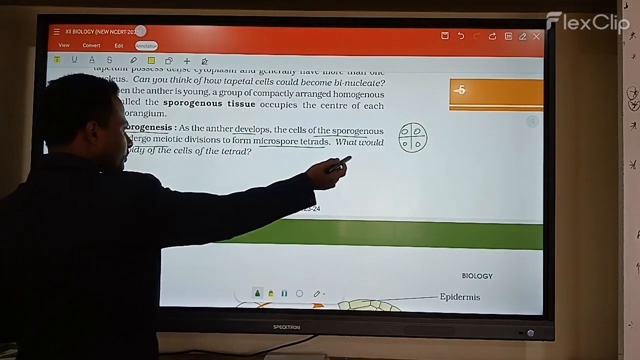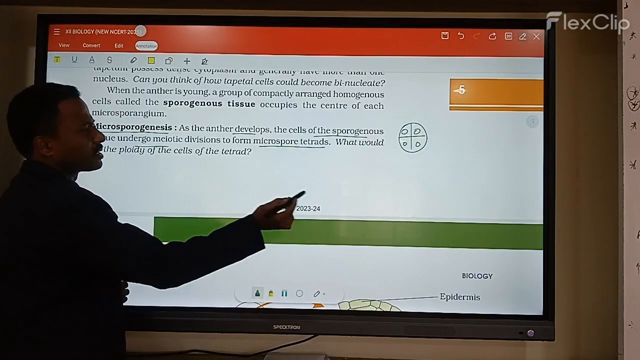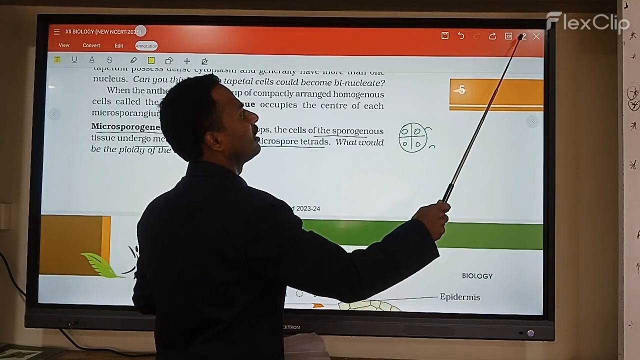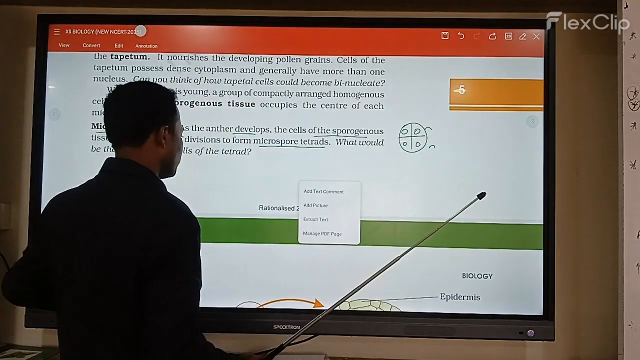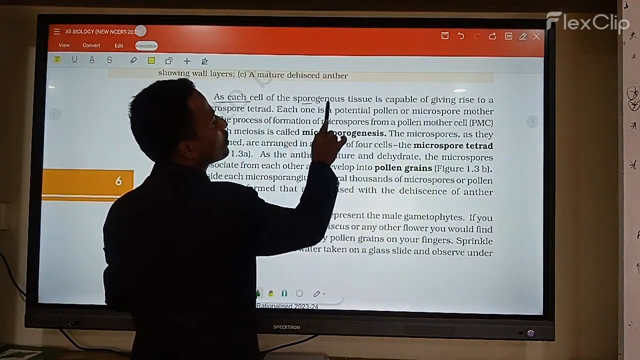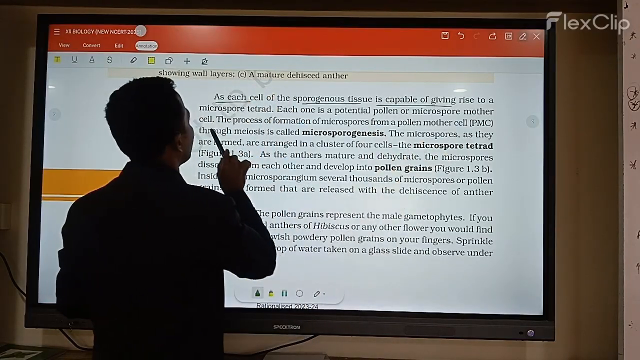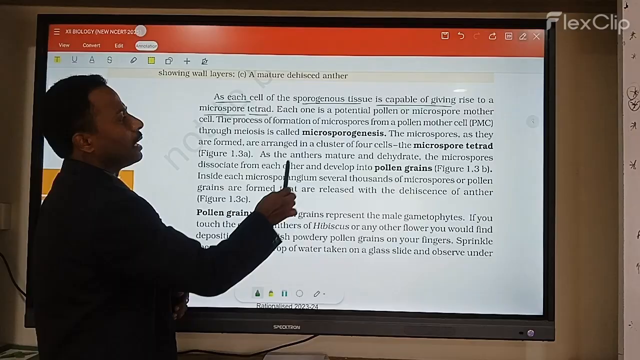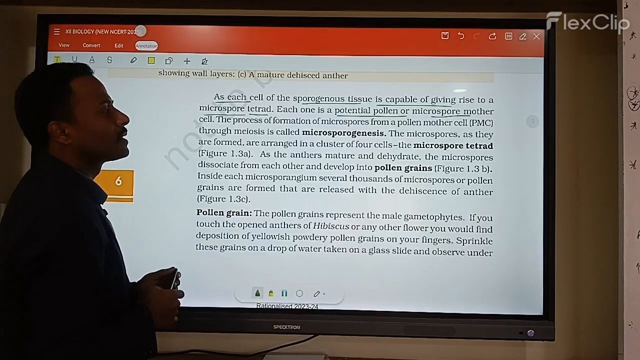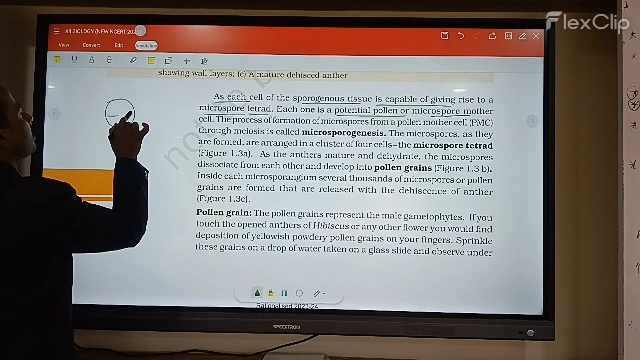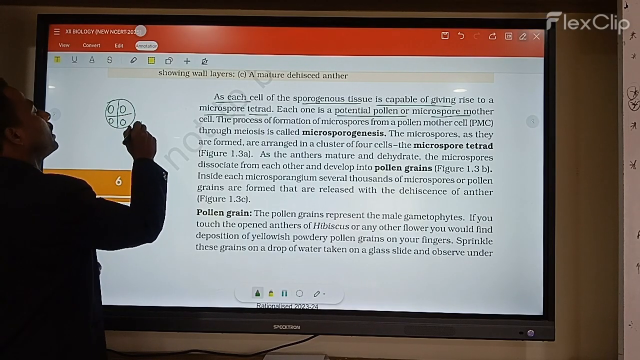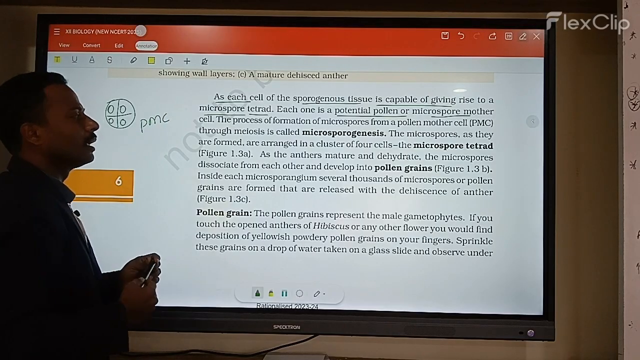What would be the ploidy of the tetrads? They are completely in n condition. Next, each cell of the sporogenous tissue is capable of giving rise to a microspore tetrad. Each one is a potential pollen mother cell, or microspore mother cell. So each one forms a tetrad of 4, and each tetrad develops from a pollen mother cell.